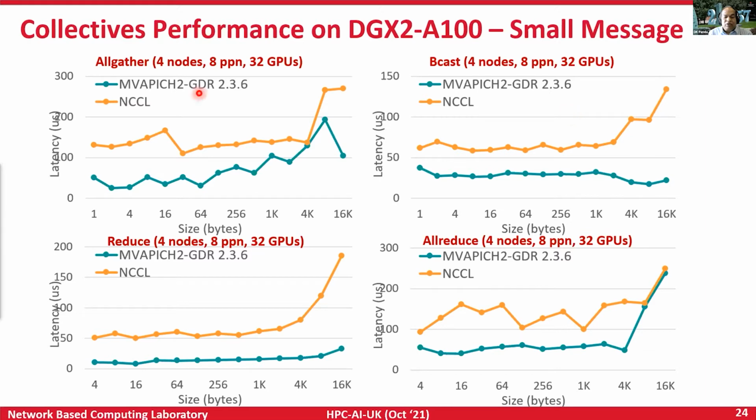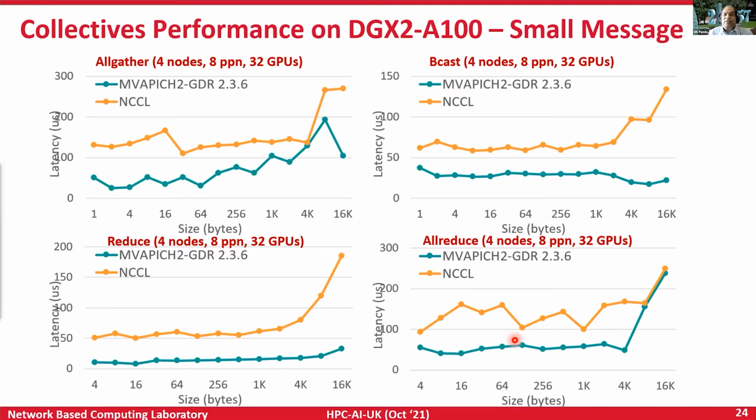So here we are trying to show MVAPICH2-GDR with NCCL, that is the NVIDIA Collective Communication Library. As you can see, this is up to 32 GPUs. For all these collectives, Allgather, Bcast, Reduce, Allreduce, we are able to perform significantly better compared to the latest NCCL library. This is not yet released. That will come out in MVAPICH2-GDR 2.3.7. But we are giving some early release.